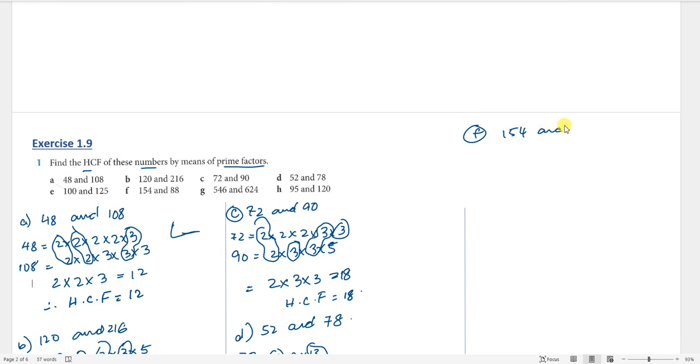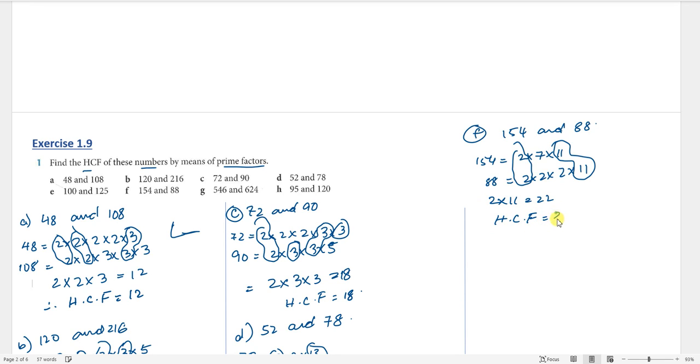Now we have question F. 154 and 88. So 154 is equals to 2 times 7 times 11, and 88 is equals to 2 times 2 times 2 times 11. Finding the common factors, we have 2 and we have 11. So we can write 2 times 11 is equals to 22.